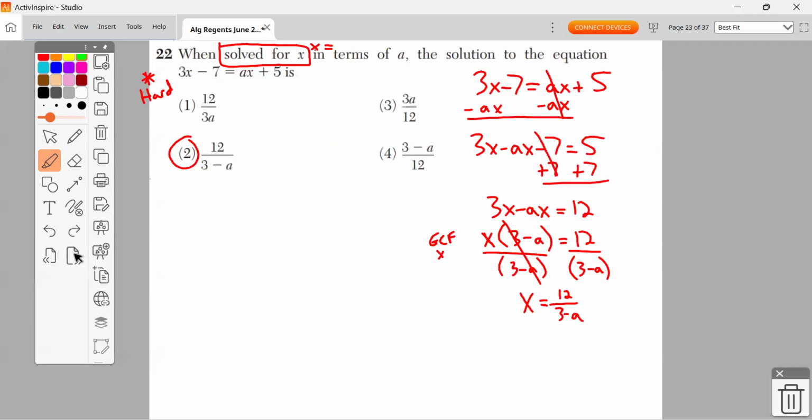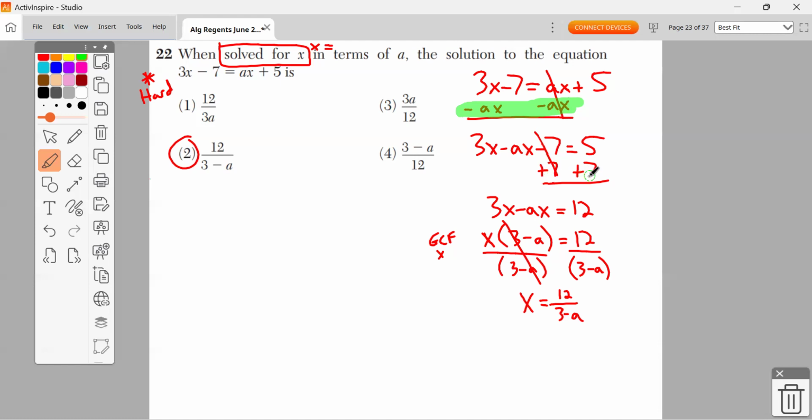This one is hard. When solved for x, so x equals in terms of a, the solution to the equation is what? So we want to get x all by itself. Now, the trickiest part of this one, in my personal opinion, is normally when you're trying to solve for x, you get rid of everything besides the x first because you're trying to get that x all by itself. What you actually want to do on this one, which is weird, is this first step, all right? We actually want to do minus ax and minus ax. Now, you can't subtract 3x minus ax. We just leave it like that. But we want to try and get all of our x's onto one side first. That's why we're doing that.